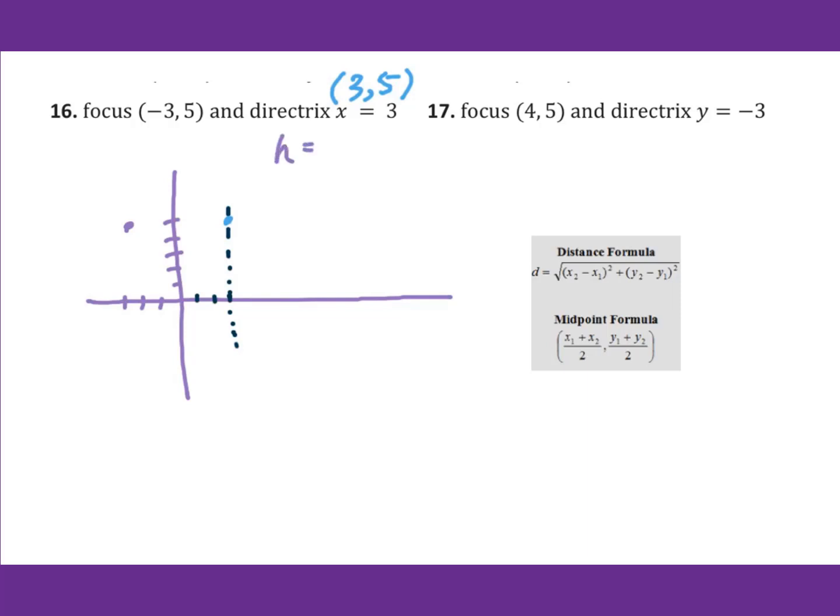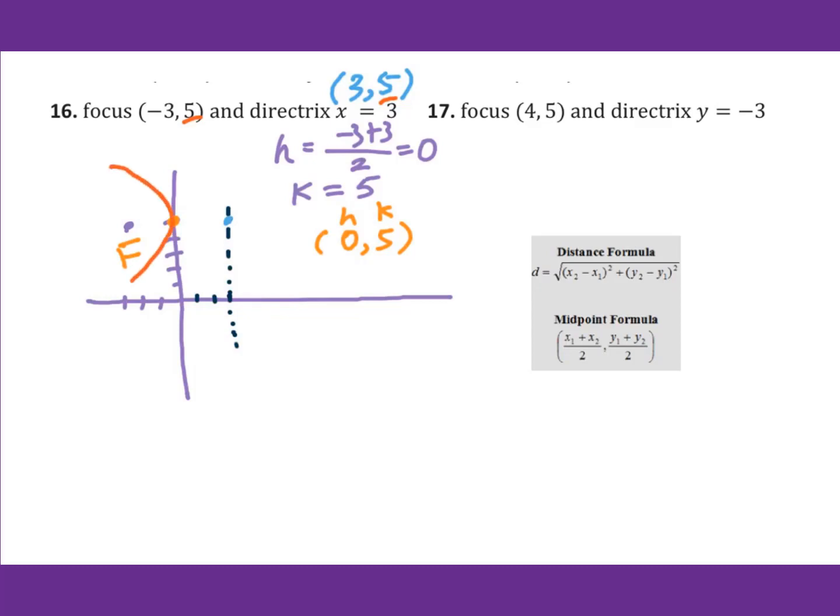You will get h equals negative 3 plus 3, over 2, that's 0. K, definitely that's 5, because both are 5 here. Then we find (0, 5) will be the vertex h, k. It's here. This is the focus. Therefore, the graph looks like this.